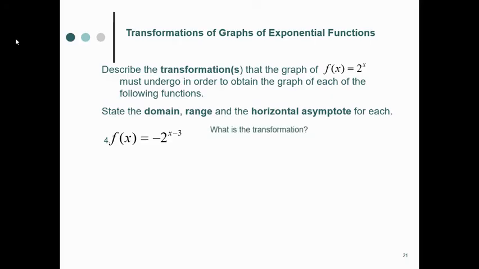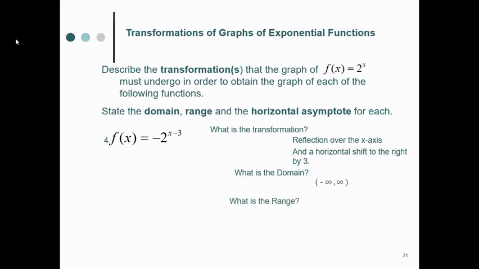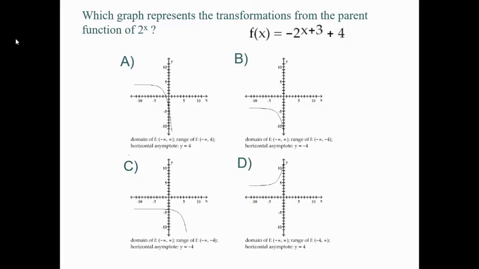All right, let's take a look at our last one. What is our transformation? This is reflected over the x-axis because we have a negative in front of the base number, and we have a horizontal shift to the right by 3. What is the domain? Still negative infinity to infinity. What is the range? The range here changes because we have reflected over the x-axis, which means we're negative infinity to 0. What is the horizontal asymptote? Yes, the horizontal asymptote is y is equal to 0.